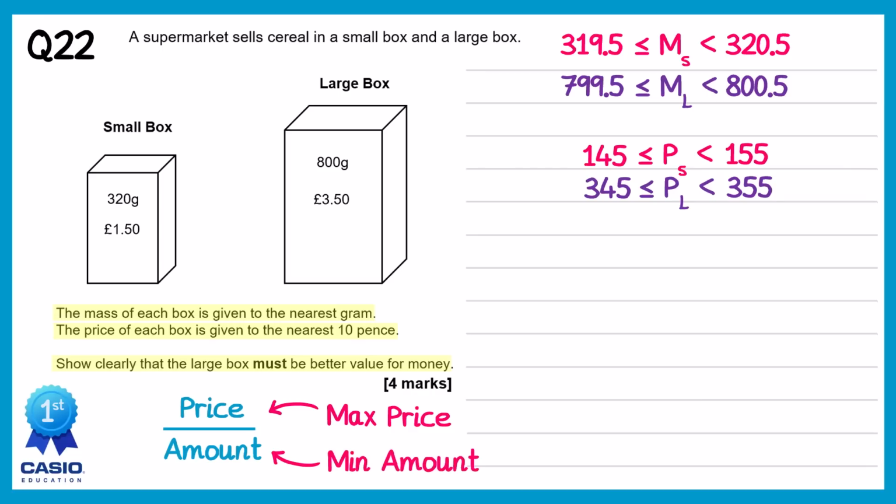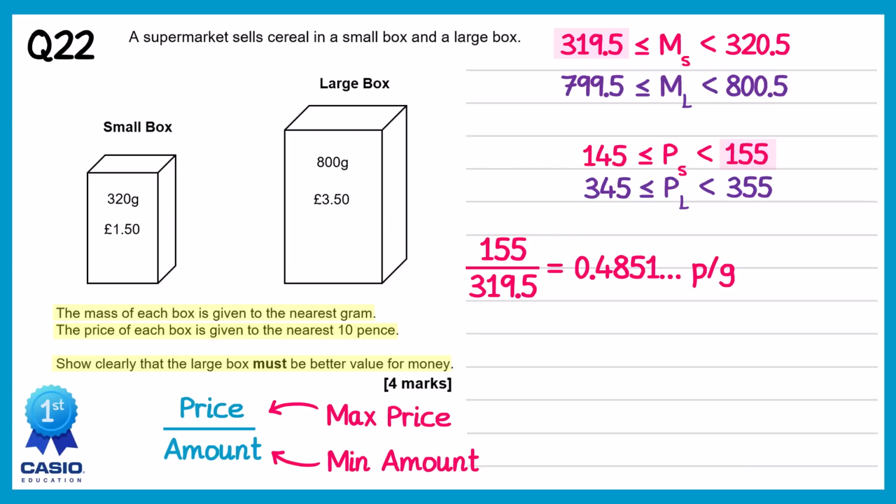The largest possible price for the small box is 155, and the minimum amount is 319.5. So we will divide those. 155 divided by 319.5, which gives you this number here. The unit I've used here is pence per gram, since this is the amount of pennies you'll have to pay for 1 gram of that cereal.